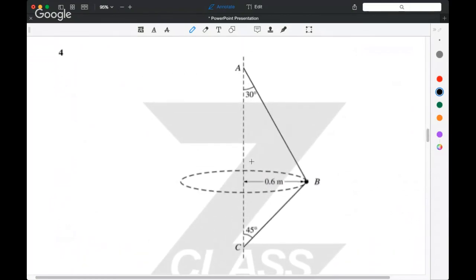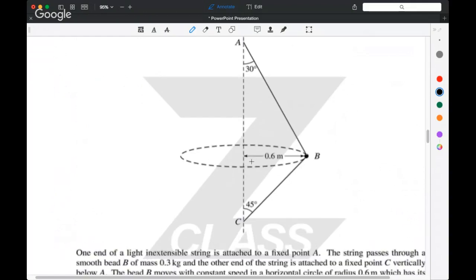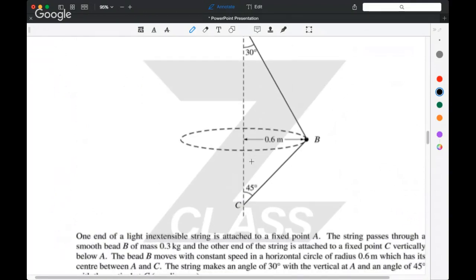Okay. Question 4. So this one's about rotational motion. So we have a light, inextensible string.